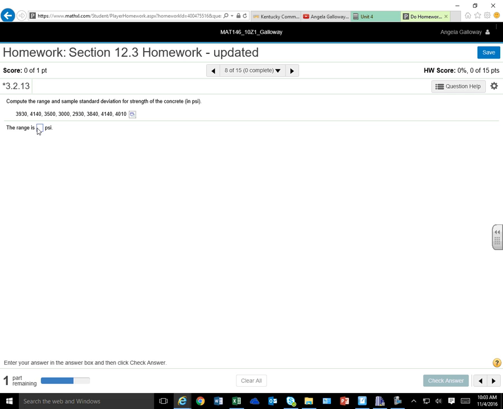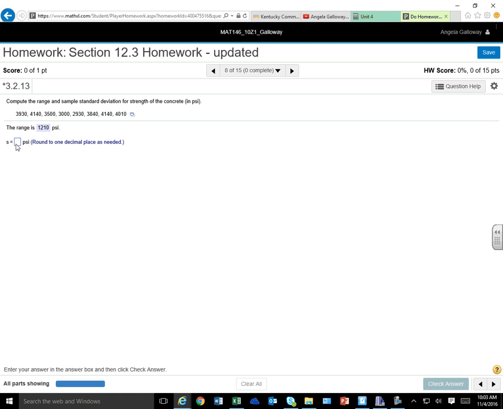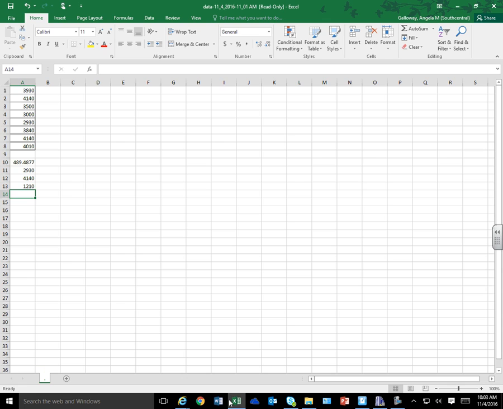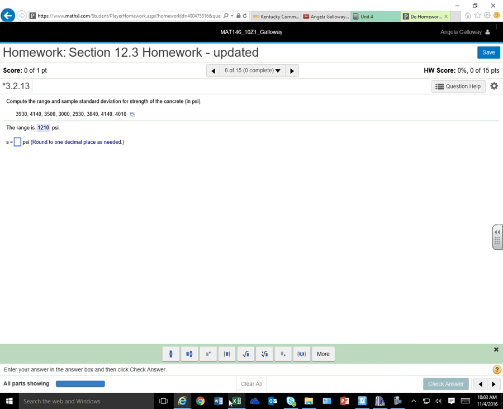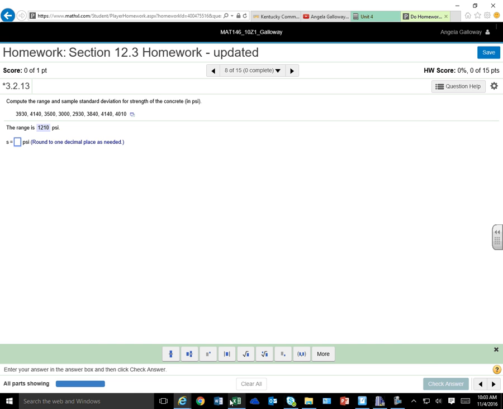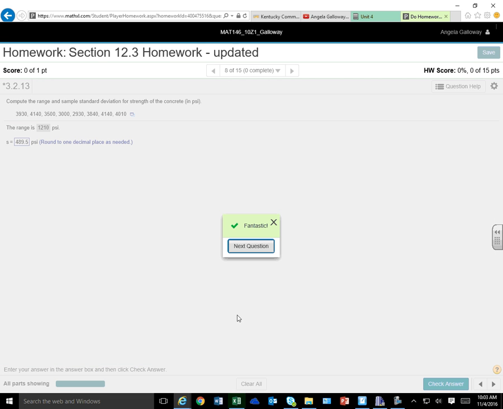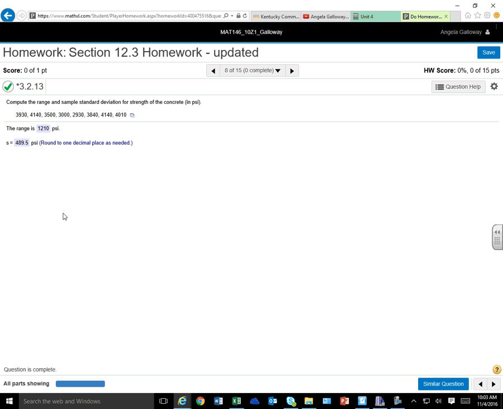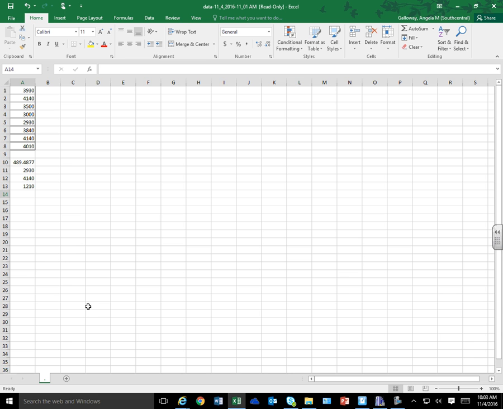So let's go back here and make sure, so you can see that we're doing this correctly. The sample standard deviation, what's it say? Round to 1 decimal place. So 489.5. Okay, and so that's how we would do that. All right, we also could put this in our calculator and we'll get the same answer. But if you don't have the calculator, or if you want to use Excel, you can do that.